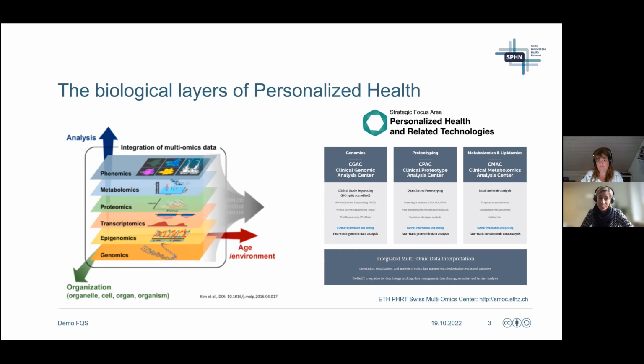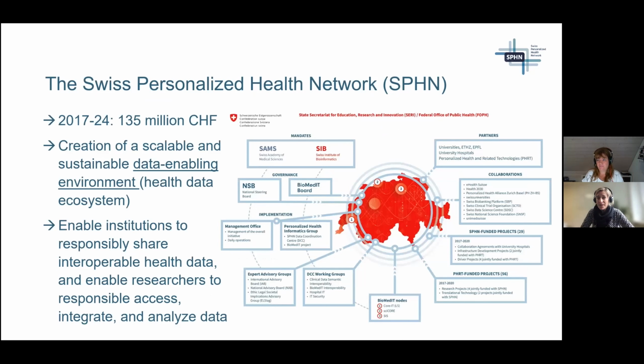Next slide, please. So SPHN is a large network launched in 2017 with eight years of running time and 135 million francs dedicated from the ERI dispatch of the Parliament, and guided by the State Secretariat for Education, Research and Innovation. The goal is to create a scalable and sustainable data enabling environment, a health data ecosystem, but a federated one, so a decentralized one, right? We are always aiming for a decentralized architecture.